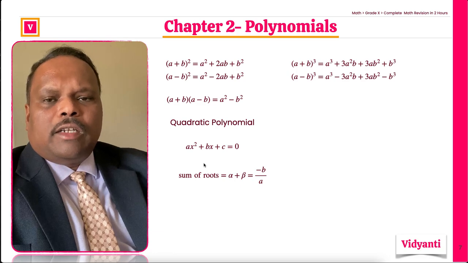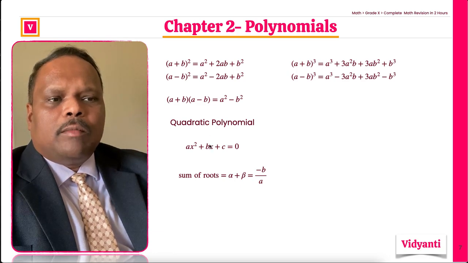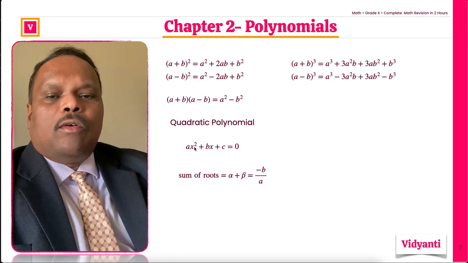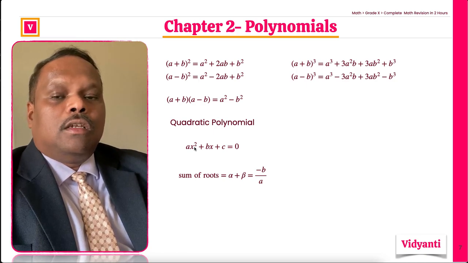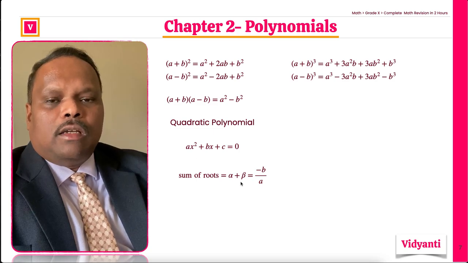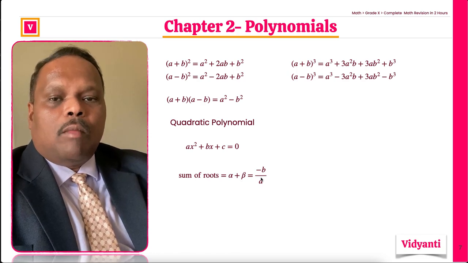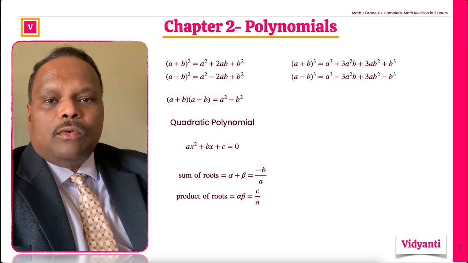Now let's assume that it has 2 roots. Well, a quadratic polynomial, because its highest power is 2, will have at the most 2 answers. A cubic polynomial, whose highest power is 3, will have at the most 3 roots. So let's assume that alpha and beta are the 2 roots of this quadratic polynomial. Then the formula says that the sum of these 2 roots, alpha plus beta, will be given as minus b upon a. There is another formula for the product of roots, alpha beta, that will be c upon a.